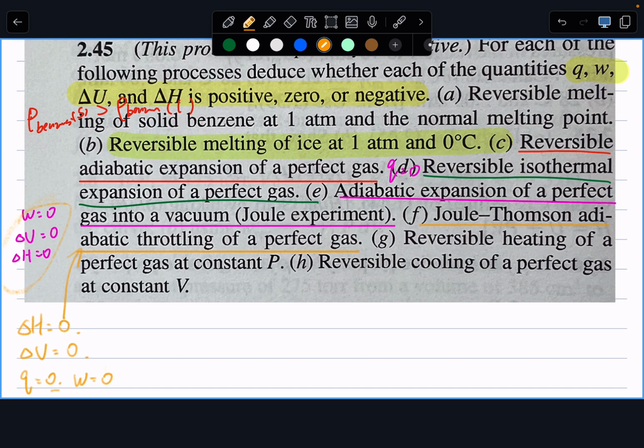Yes? So if delta H equals 0, then delta U also equals 0, for ideal gases. The logic is that for ideal gases, both your enthalpy and your internal energy are only functions of temperature, right? So if one of them is not changing, it's telling us the temperature is not changing, then the other one must also not be changing. But for ideal gases only.